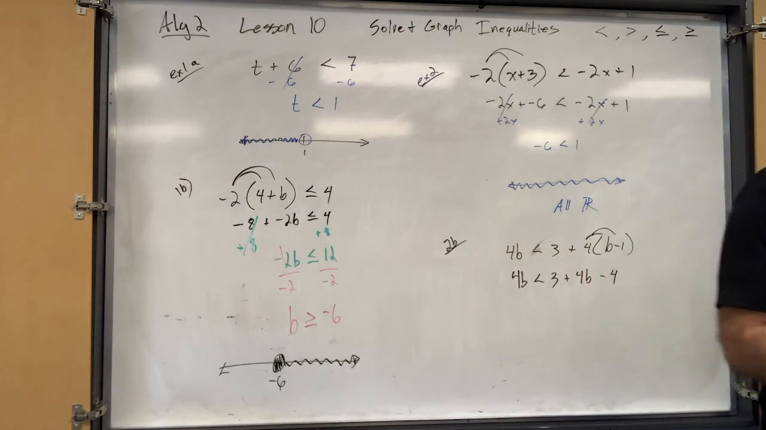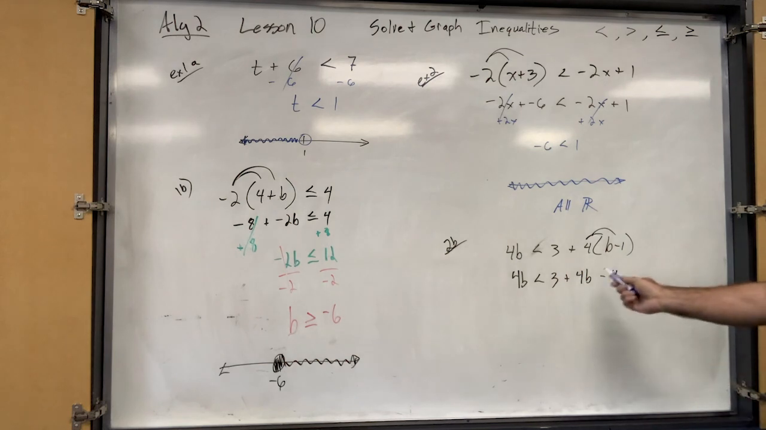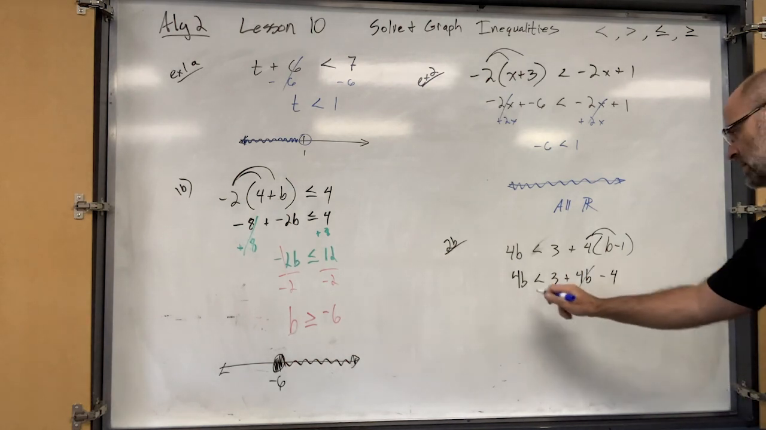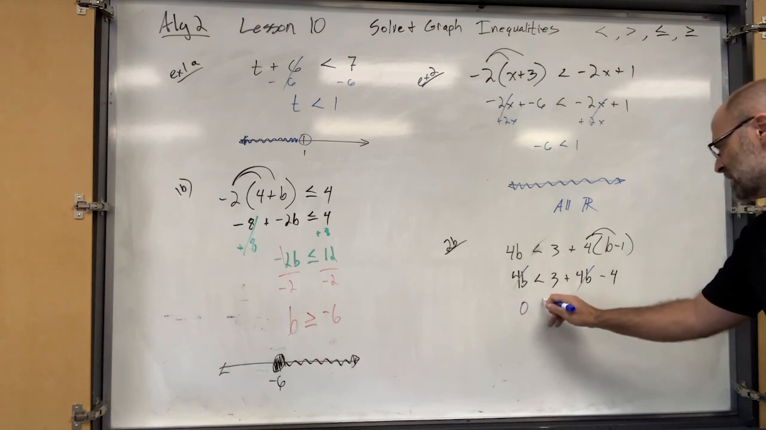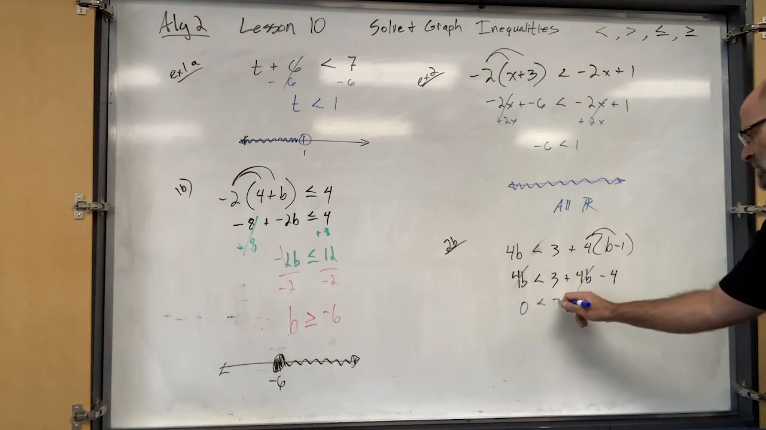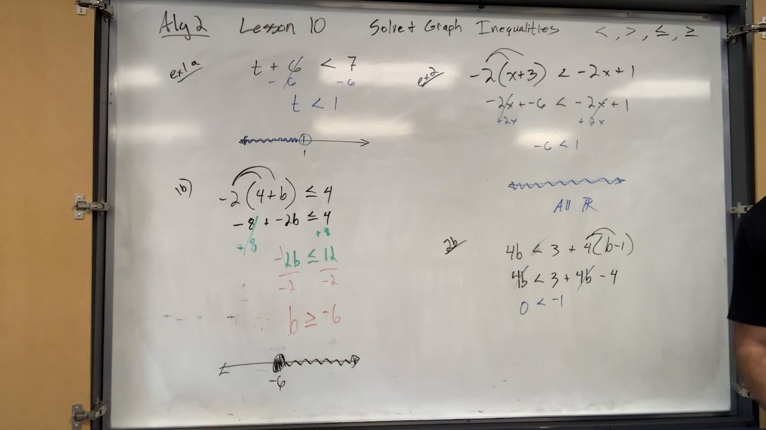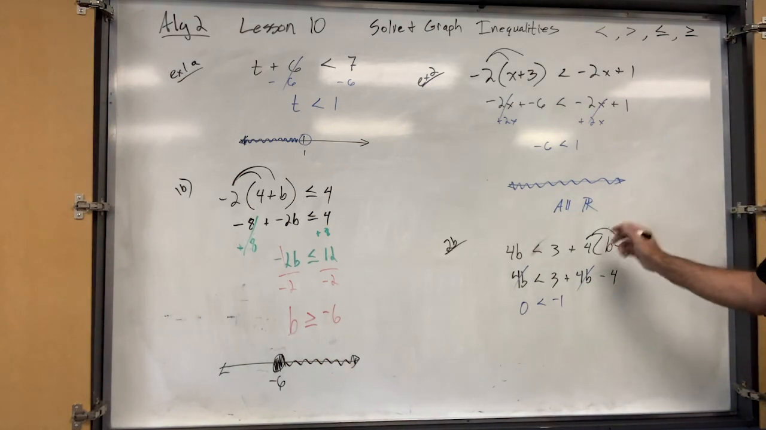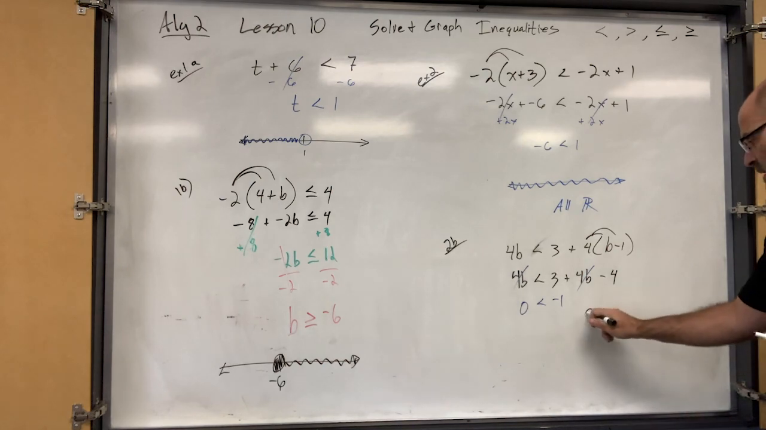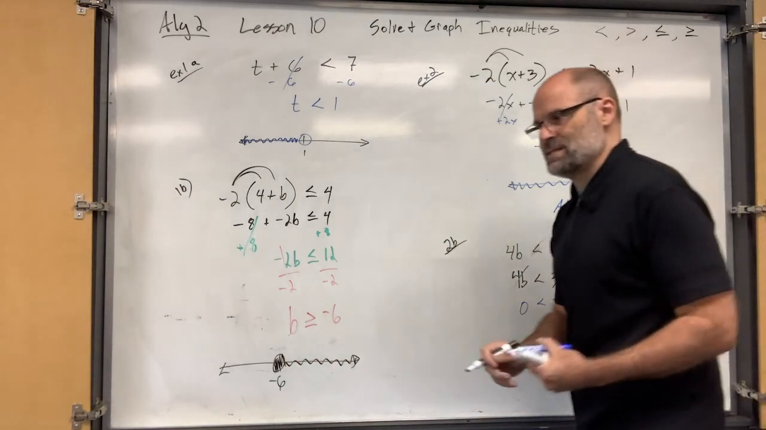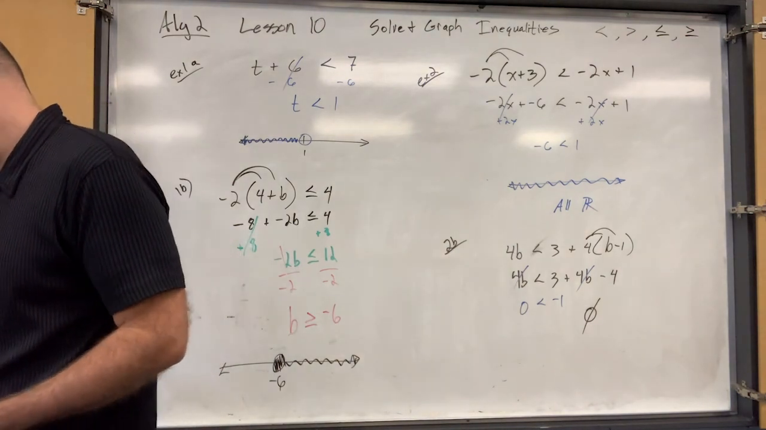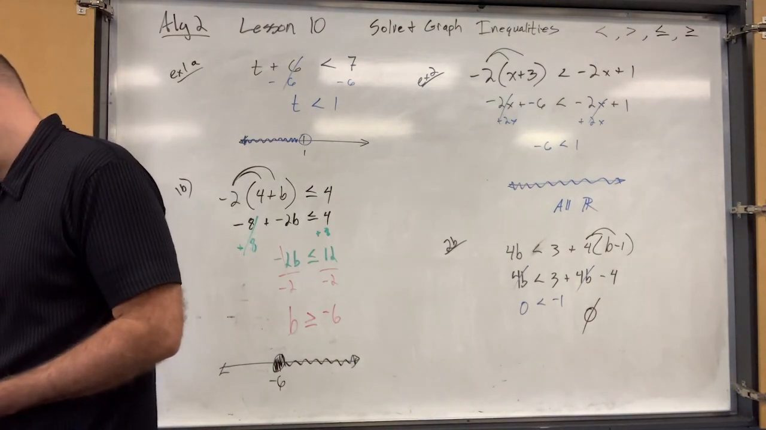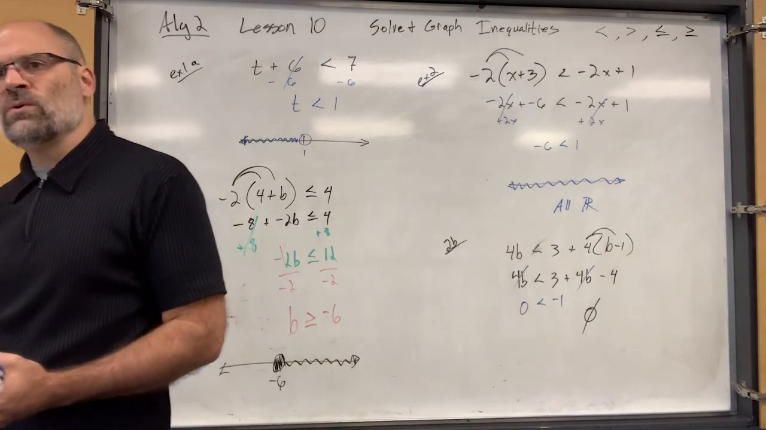Well, if you have variables on both sides, you don't have to subtract it. You can just do this. So now I'm left with 0 on the left side is less than 3 minus 4, which is -1. Is 0 less than -1? No. So your answer would not be all real numbers, it would be no real numbers. It would be the empty set or null set. So there are no solutions.